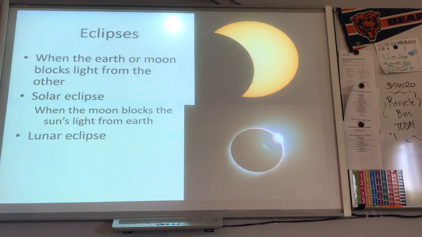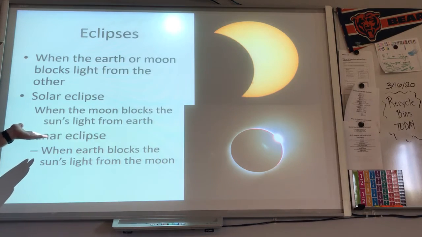Lunar eclipse. Lunar is another name for the moon. It's when the Earth blocks the sun's light from the moon. So, if it can't get light from the sun, it can't shine. So the moonlight gets blocked. Solar eclipse, sunlight gets blocked. Lunar eclipse, moonlight gets blocked. Earth's doing the blocking. Moon's doing the blocking.